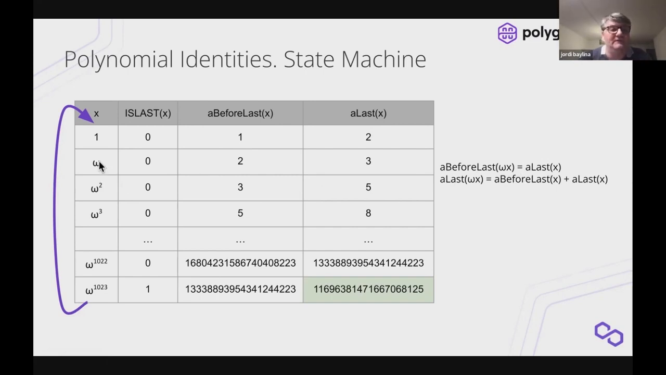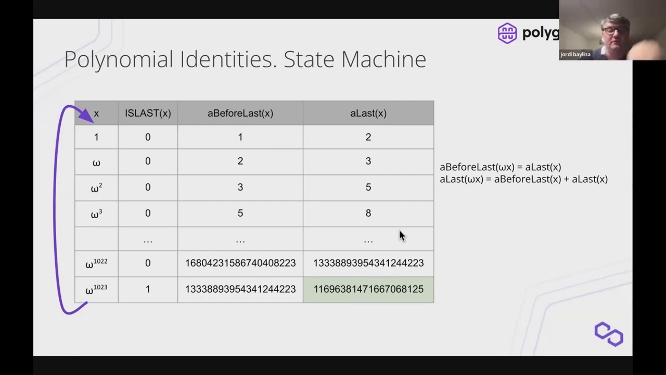And here you can see the polynomial relationship. Wx means the next one, because when you multiply by W you go to the next value. So this polynomial, a before last of Wx, is equal to a last of x. So here is how we express this state machine with these polynomials, and these are the polynomial identities. What we do in this system is commit to a before last, commit to a last, and then prove that these polynomial relationships are fulfilled. So this is the main idea that we're doing.